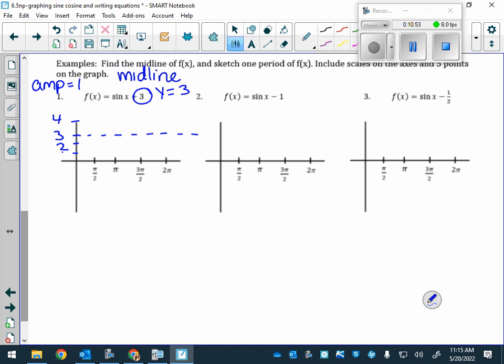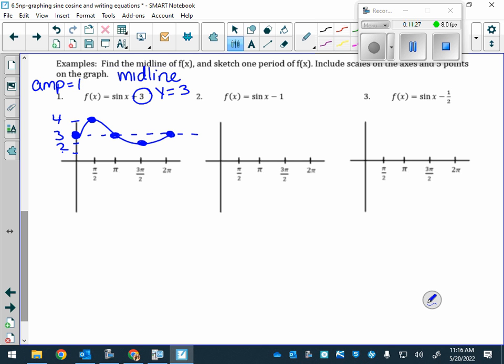Okay, where do I start? At 0. Okay. We start at 0. 0 what though? 0, 3, because we moved up 3, right? Then pi over 2 will be where? 4. Pi, 3. 3 pi over 2. And then 2 pi.